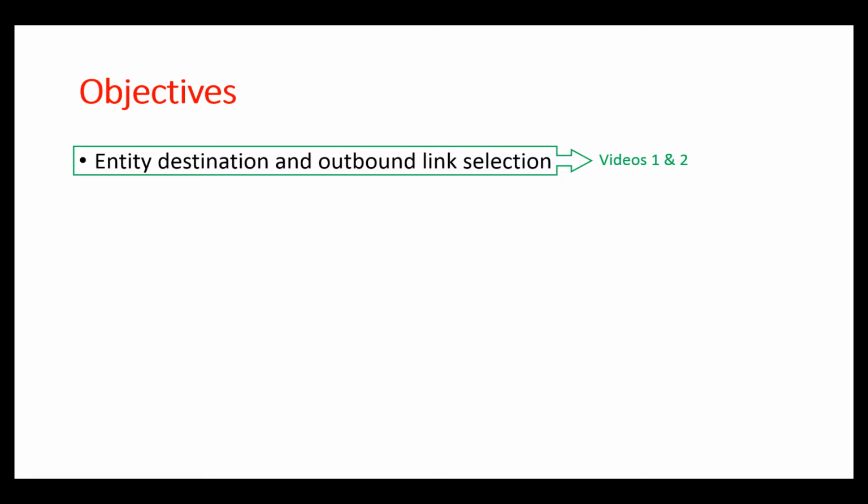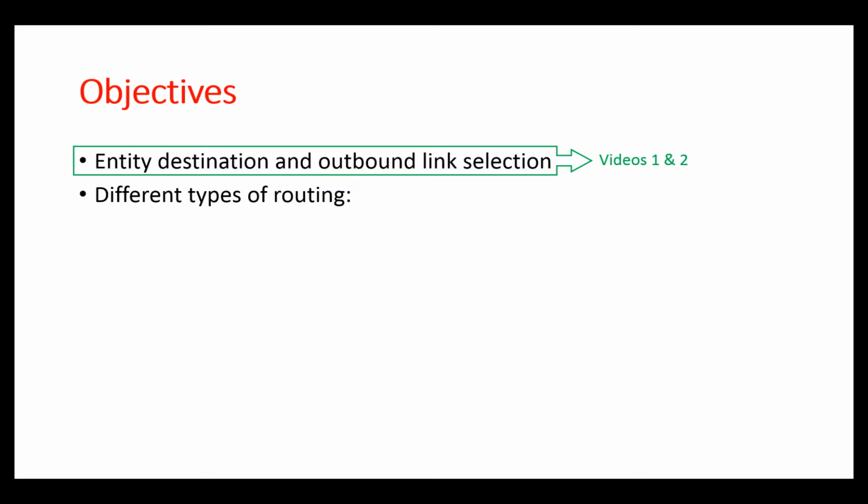This is the third video in the module on entity routing. In the first two videos of the module, we talked about entity destination and outbound link selection. So these two videos provide a basic knowledge that can help you better understand the topics that we cover in the rest of this module.